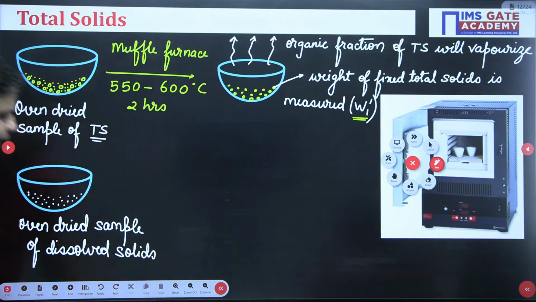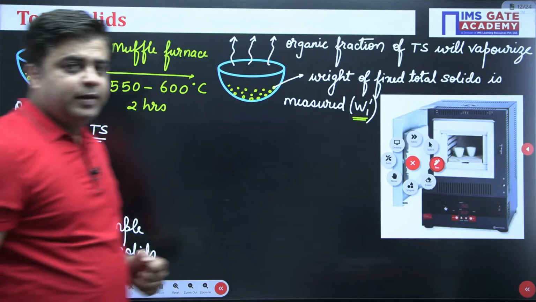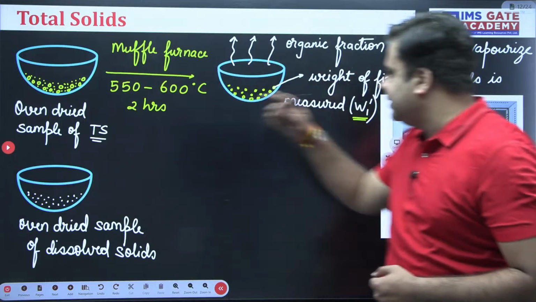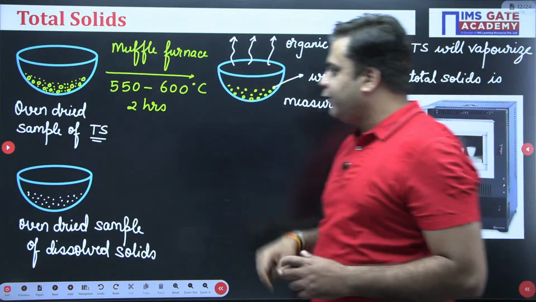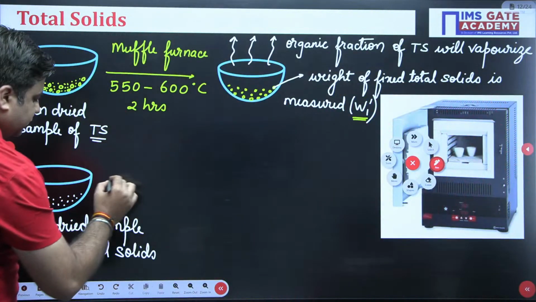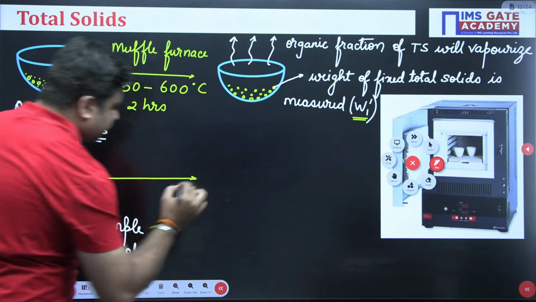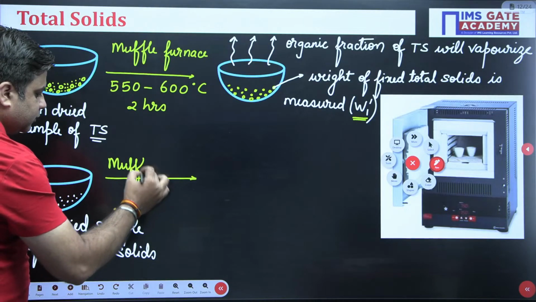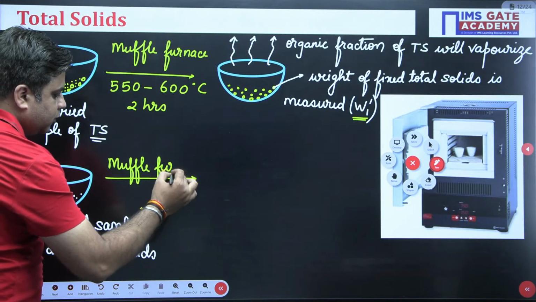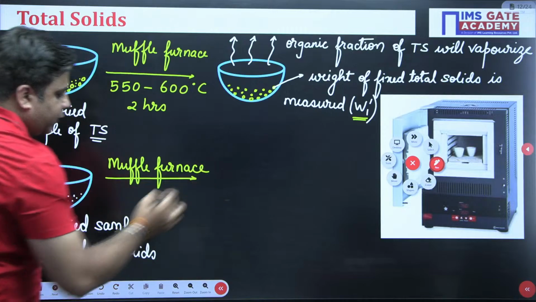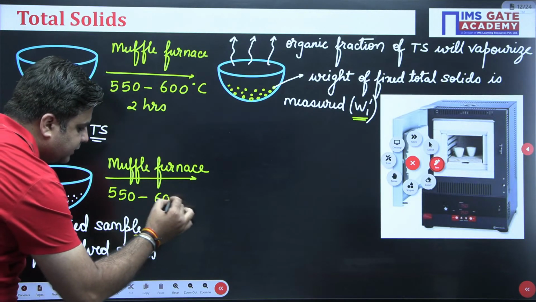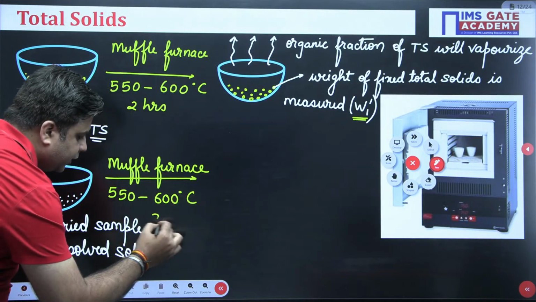This is the oven-dried sample of dissolved solids, right? In this oven-dried sample of dissolved solids, again you place this in the muffle furnace at 550 to 600 degrees Celsius for the duration of 2 hours.